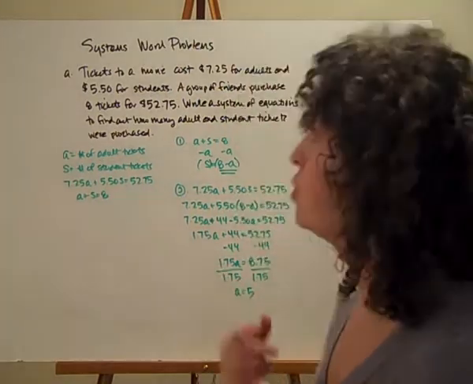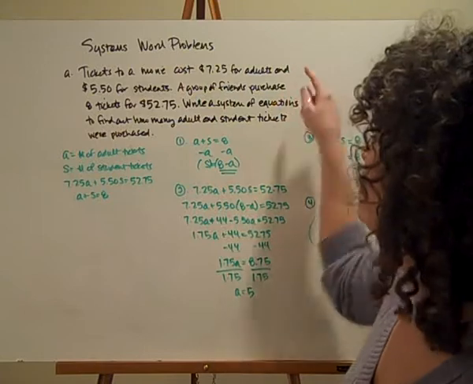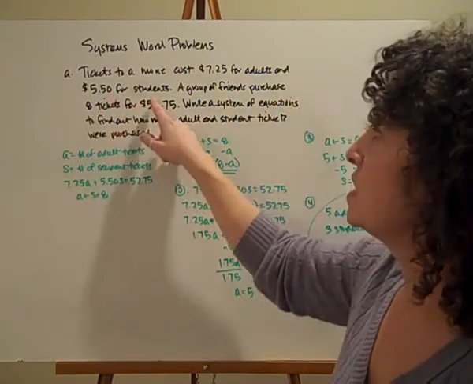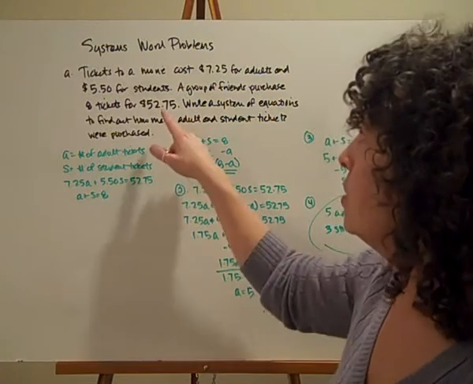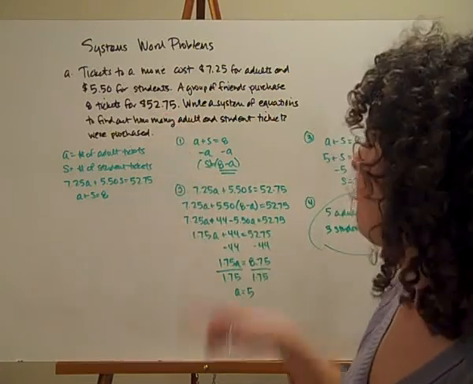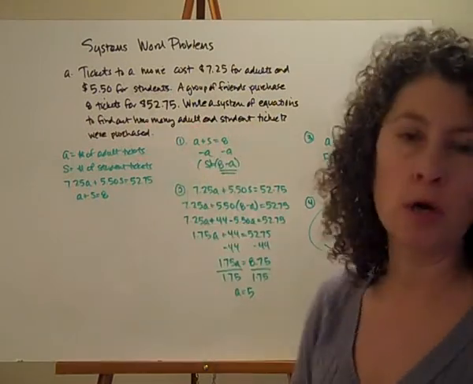So let's look at our first word problem. Tickets to a movie cost $7.25 for adults and $5.50 for students. A group of friends purchased 8 tickets for $52.75. Write a system of equations to find out how many adults and how many student tickets were purchased.